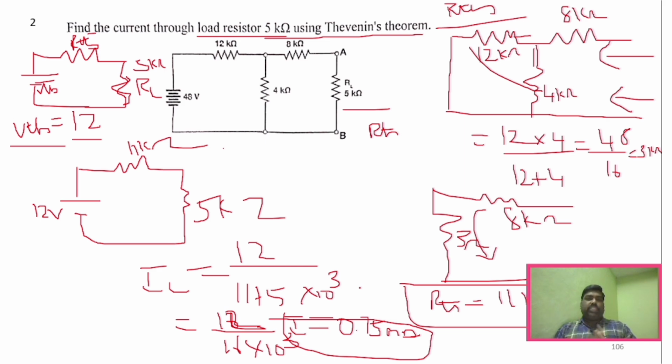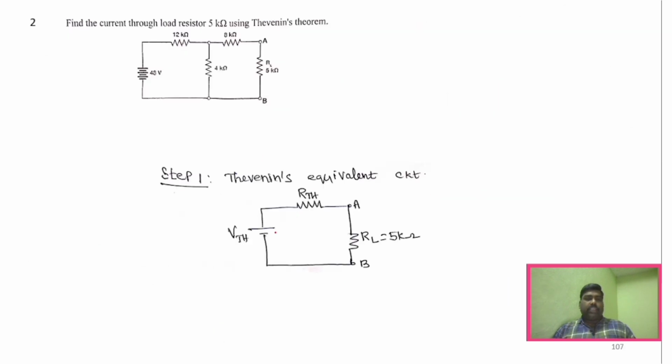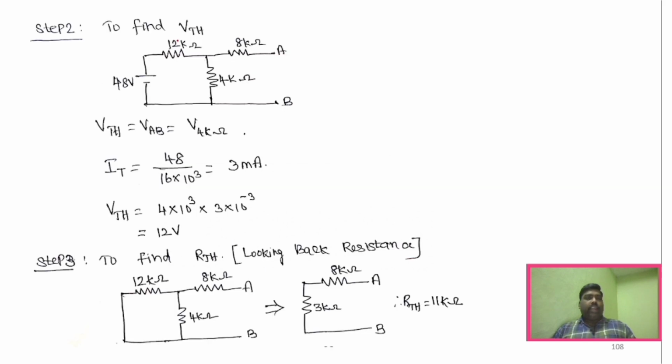It is the same steps, right? I'll show how we have solved it. So you can see this particular circuit, right? First thing is we have drawn the equivalent circuit with 5 kilo ohm as the load resistor, and then we found VTH. To find VTH, we removed the load resistor, right, and then we eliminated this particular resistor, and then we obtained 3 milliamp, right.